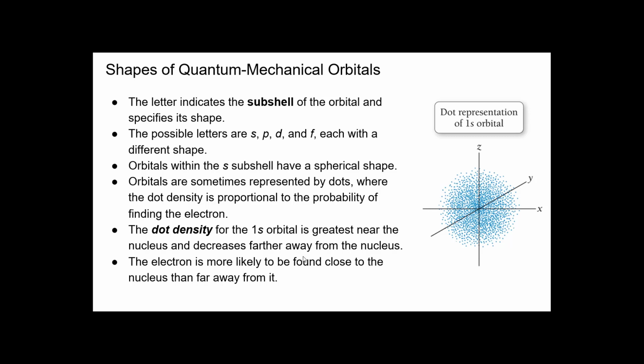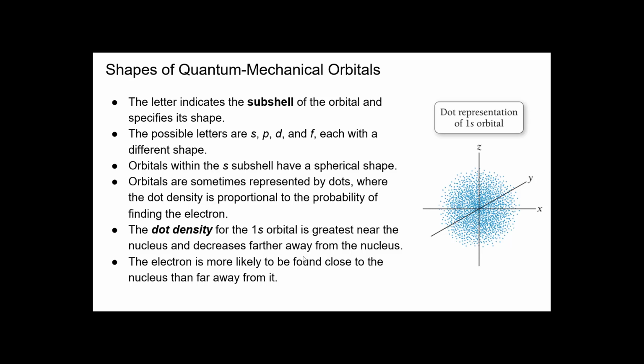So orbitals within the S subshell have a spherical shape. So all these letters that we see, these are called subshells, and they all have a specific shape to them. So S's are the easiest. They're lowest energy. They are spherical. They're like a ball. Orbitals are sometimes represented by dots, and the dot density is proportional to probability. So remember, now we say that we can, by probability, determine where this electron may be because of statistically of experiments, but we will never know exactly where it is, but this is the highest probability it'll be. So we represent it with the dots.